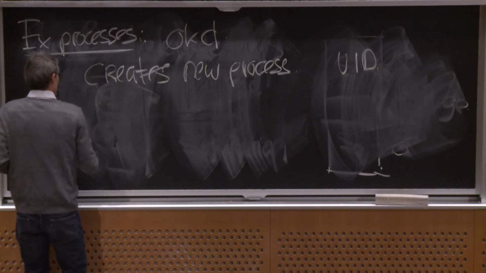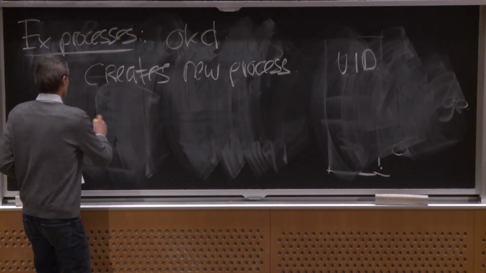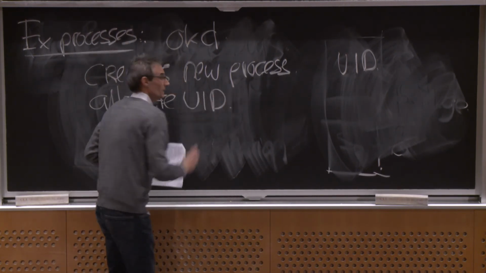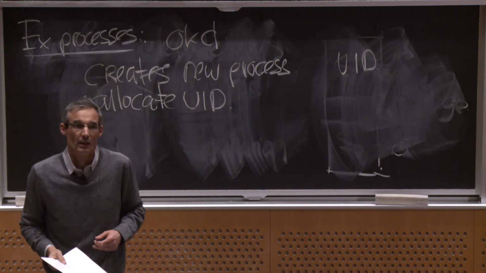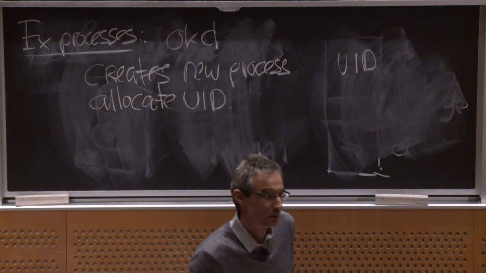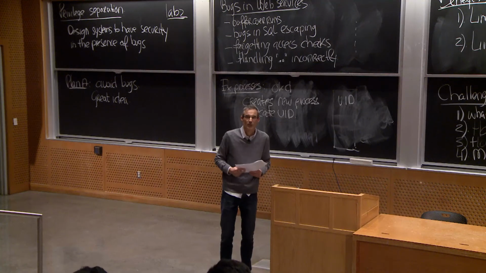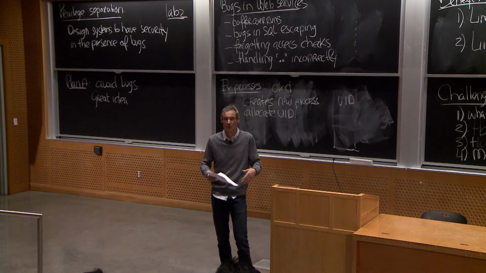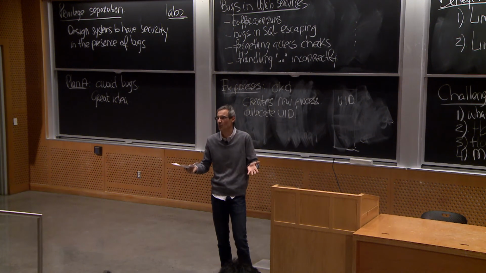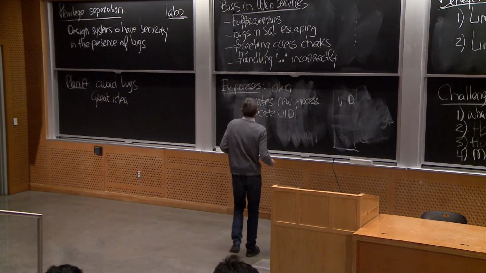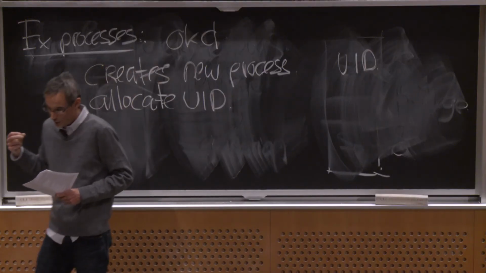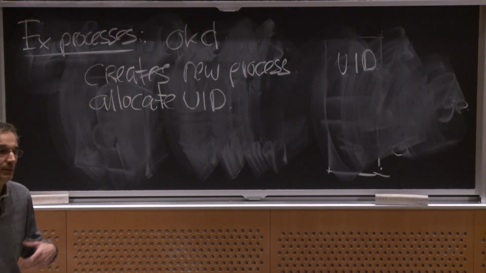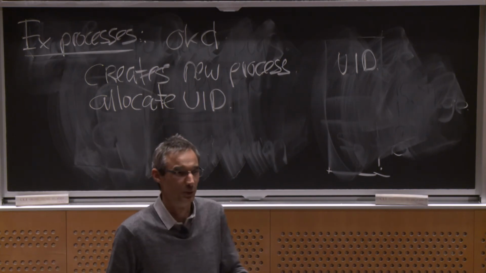And it turns out that Unix has some system calls to allocate a user ID. And so a process that runs can actually allocate a user ID. These are sometimes called anonymous user IDs because they don't correspond to an actual user that is logged into the system. It just corresponds to a unit of isolation, if you will, or a principal. And so with that, OKLD creates a new process, allocates a new user ID, and then the process drops its privileges to the user ID that is given.